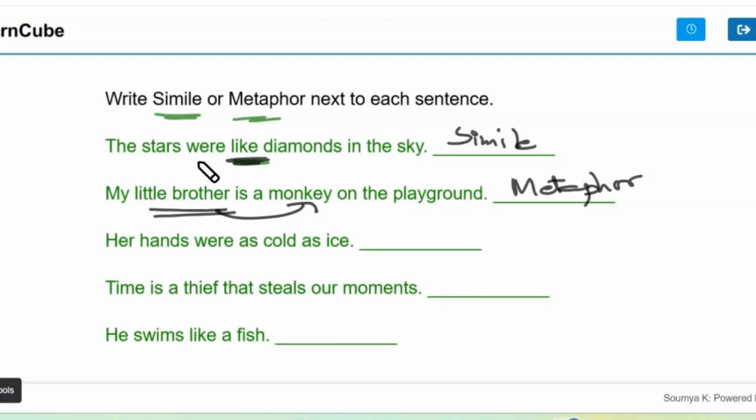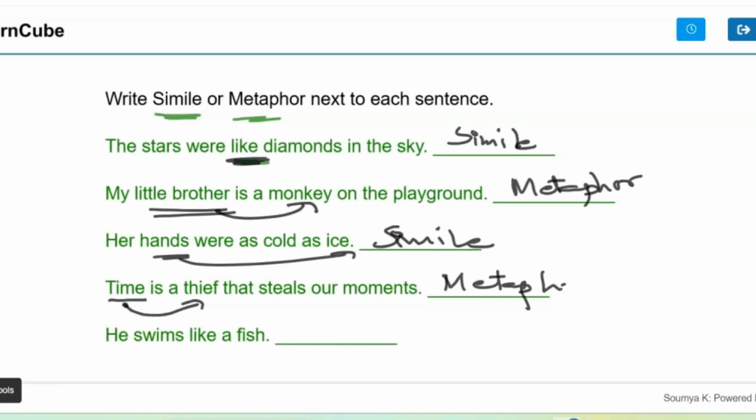Next one is: her hands were as cold as ice. So hands and eyes both are there. Simile. Next is: time is a thief that steals our moments. So time itself is compared to a thief. Okay, time is not like a thief, time is a thief. So in that case it is a metaphor. Next one is: he swims like a fish. So the word is "like" here. He swims like a fish. So his swimming is compared to that of a fish. In this case you can say it is a simile.